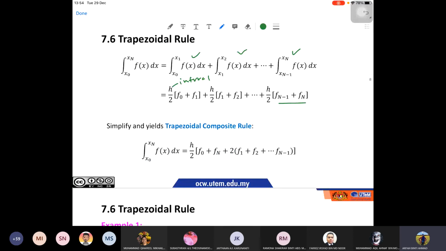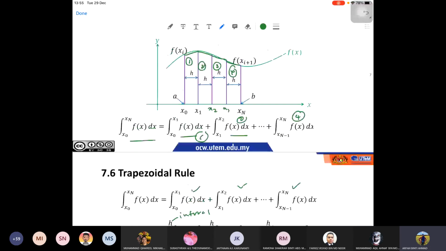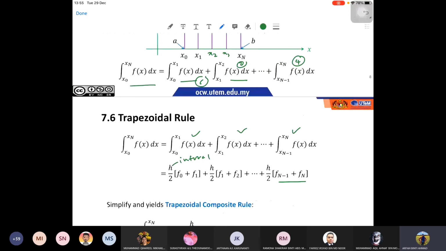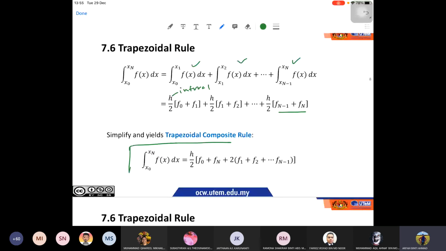Simplify and it will yield trapezoidal composite rule, that is integration of x0 sampai xn f(x) dx sama dengan h per 2 f0 plus fn tambah 2 darab f1, f2 sampai f n minus 1. So dekat mana awak punya f0 dan fn? Here. Okay. This is f0 and this is your f of n. Okay. Titik dia. So this is the general formula untuk trapezoidal rule.